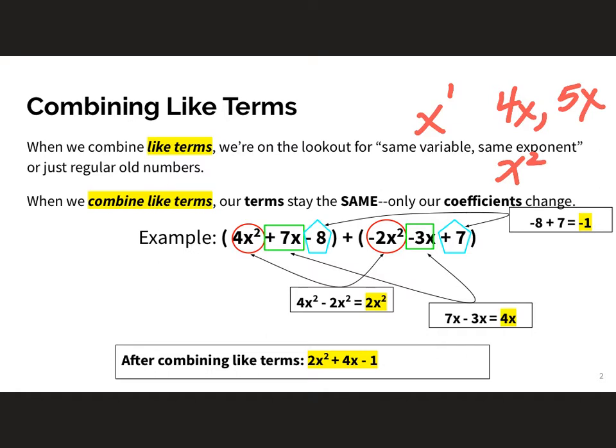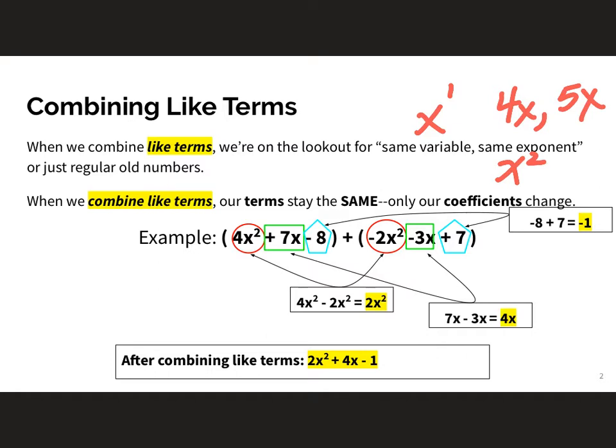And we know that we can always combine by adding or subtracting regular old numbers, like we can do 4 plus 2 or 2 plus 2, right? And so when we combine like terms, our terms stay the same and only our coefficients change, right? So let's look at this example here.